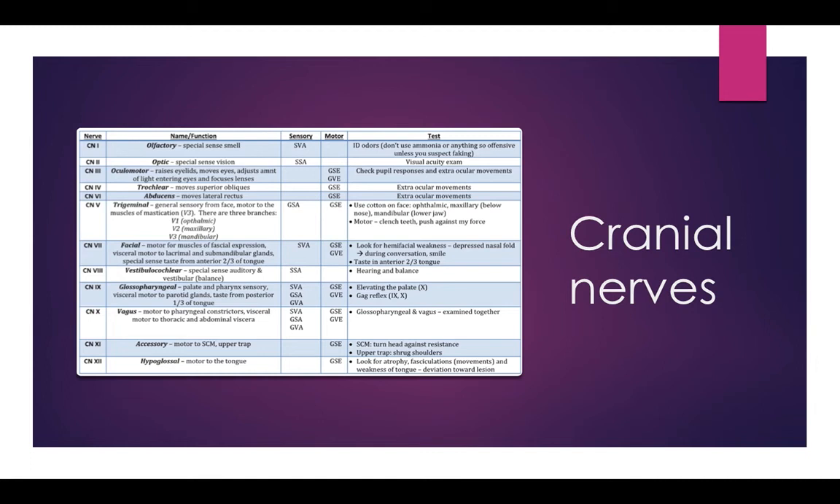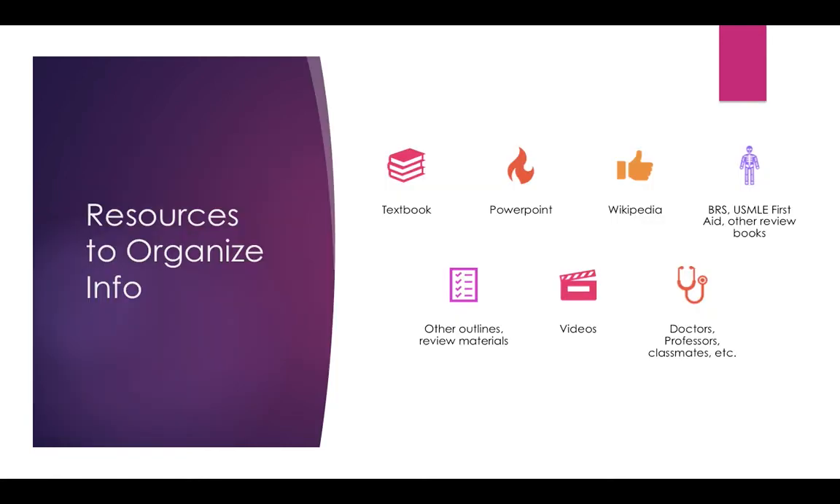So rather than just sensory and motor or both, SVA, SSA, GSE, GVE, these are things that you're going to learn when you take neuroanatomy. But this is another way to organize. Now, which is better? Neither is better. Do them both. Organize in different ways because you're going to have to use this information in different ways. So don't just rely on one way to organize. Keep finding new ways to group. Because every time you group in a different way, you're going to learn something new.